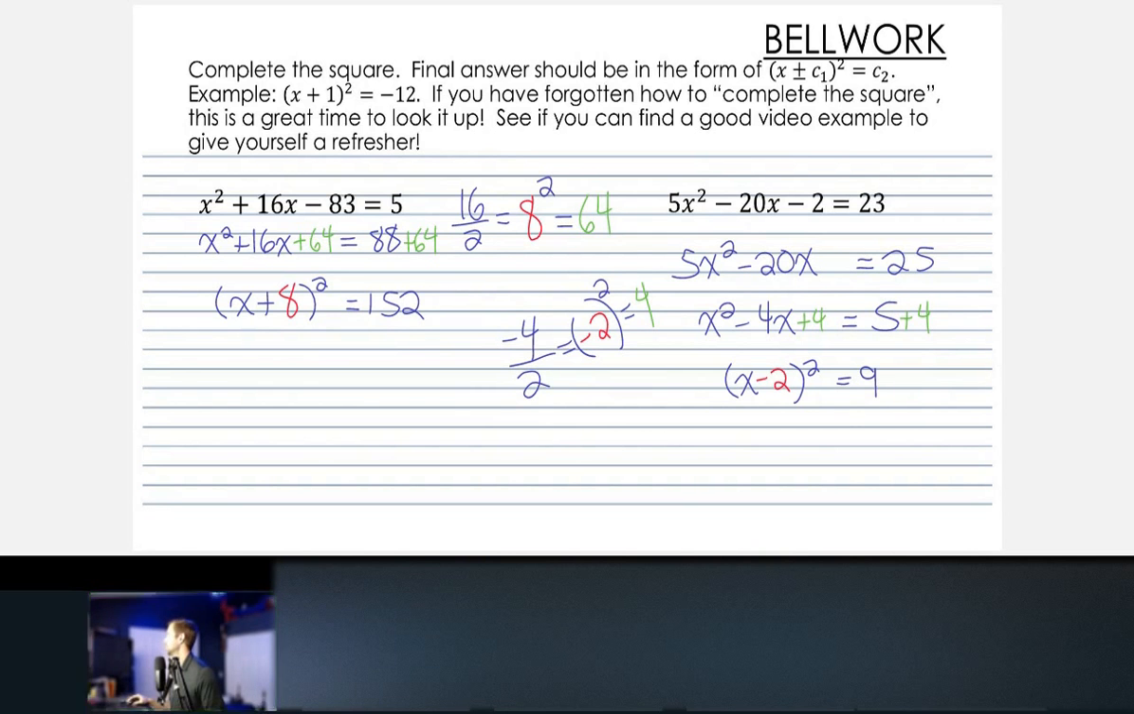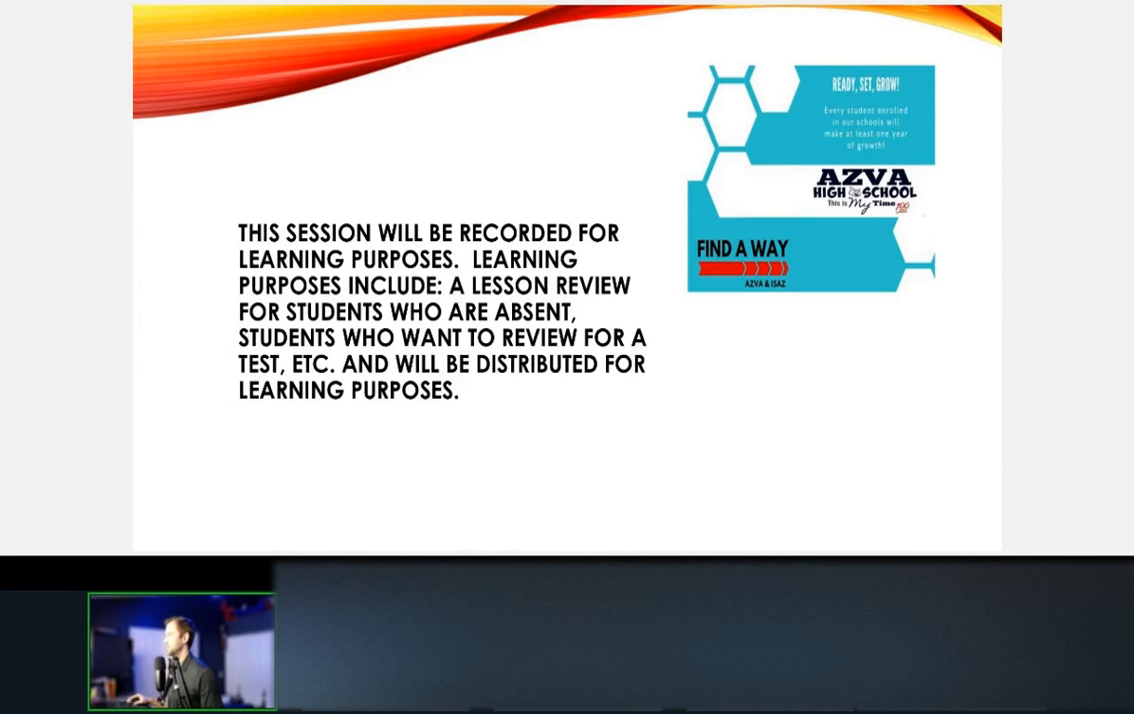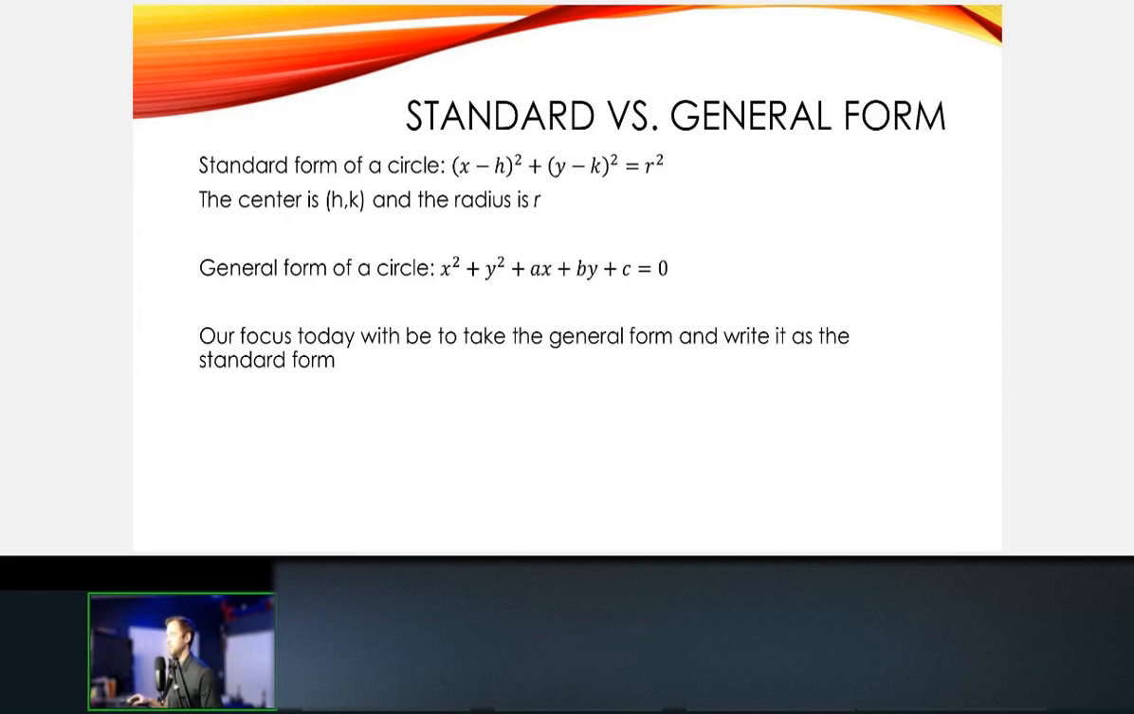All right, so if you understand completing the square, day 3 of circles is super easy. It's cake. Yeah, it's definitely easy with day 2. Not that day 2 was hard or anything. Paper, pencil, all that good stuff. This is the same slide that we had on day 1 of circles, just showing the standard form and the general form. So today we'll be going from standard to general.